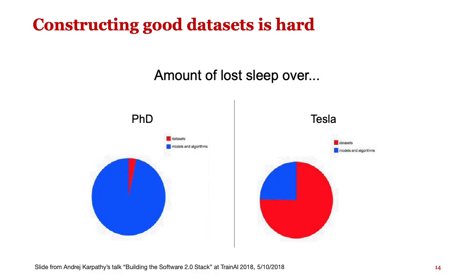This is a little slide which was extracted from this talk from Andrej Karpathy, where he's talking about what kinds of things do PhD students or engineers at Tesla lose sleep over. And most of the times PhD students think about models and algorithms and not about the data sets, while people, for example, at Tesla, which is obviously a company and is very focused on products, thinks mostly about data sets, and models and algorithms are a second-degree citizen.